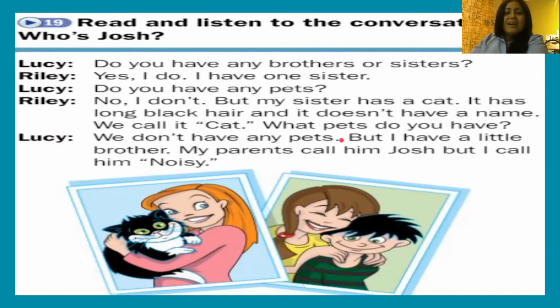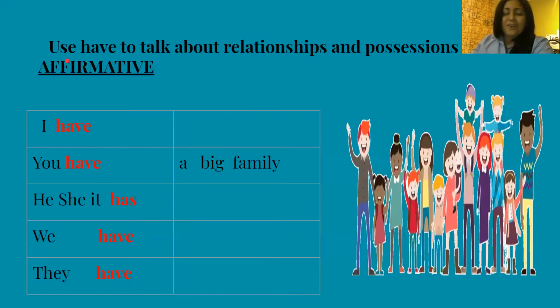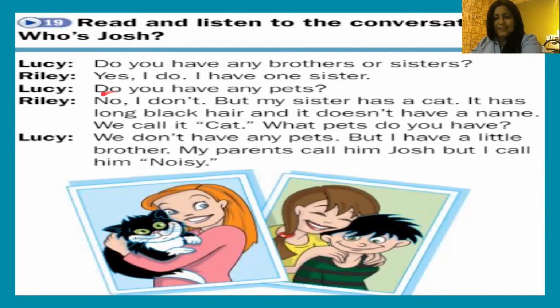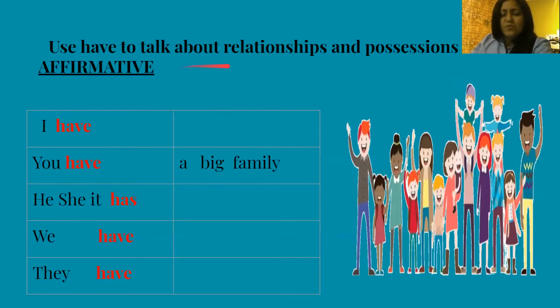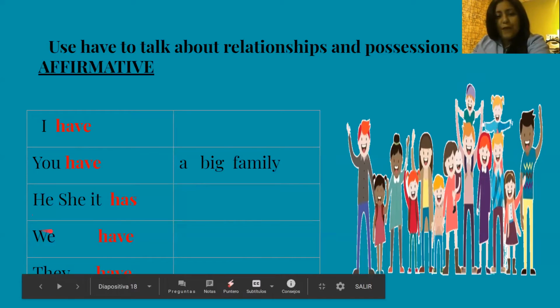Okay, very good. Okay, my students, so today we'll talk about have and has, okay? Now we're going to check the explanation when we use have. We use have to talk about relationships and possessions, okay? In affirmative forms, you have to say I have. For example, I have a big family. You have a big family. He, she, and it has a big family. We have a big family. They have a big family.